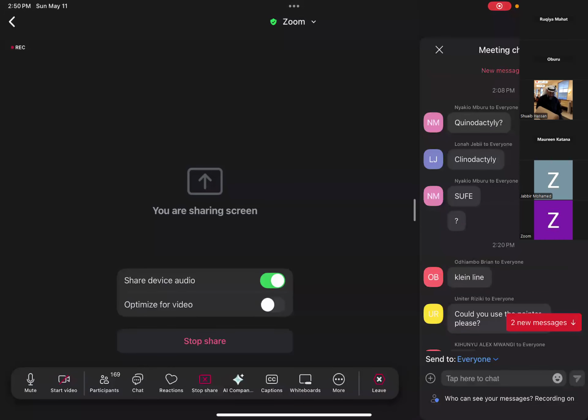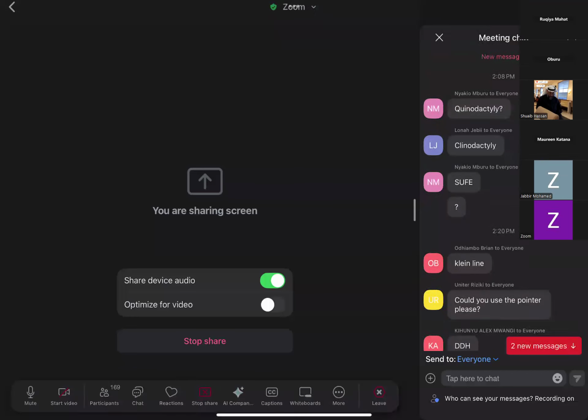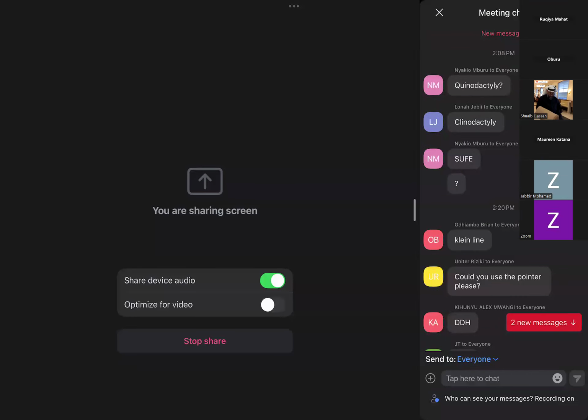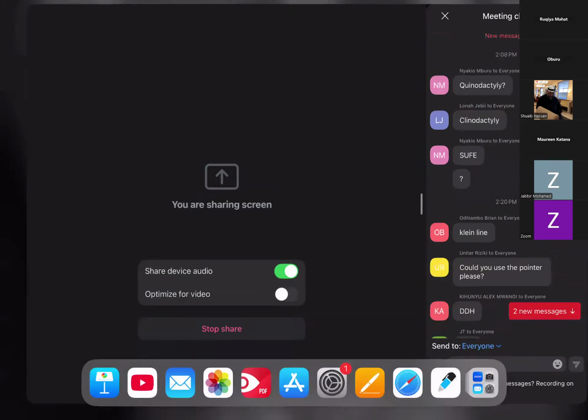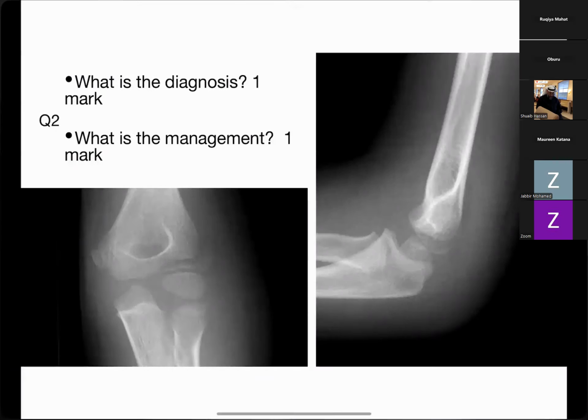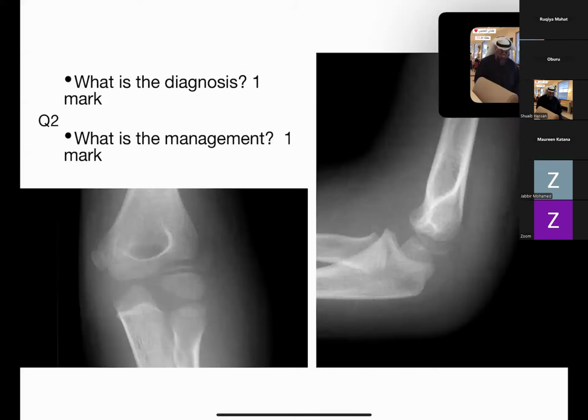So this is a child. In children, we don't usually get terrible triad of the elbow. So what do you think? If you look here, you can see there's a clear fracture line here. And this is the capitellum, okay? This is the radial head.